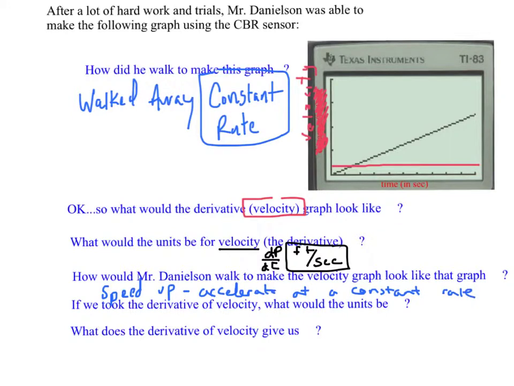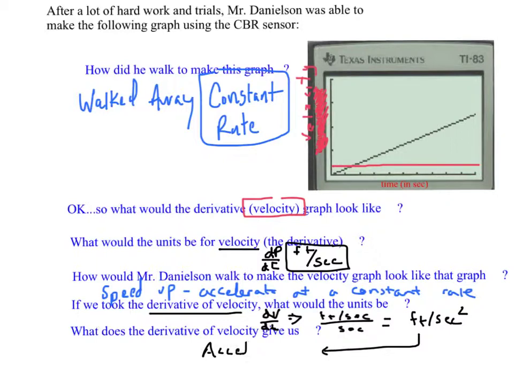Now, if you took the derivative of velocity, what would the units be? Well, the derivative of velocity would be dv/dt. Velocity, we already said the units were feet per second. Time was in seconds. So again, we're using our Leibniz notation, just doing the units. The units on velocity were feet per second, the units for time were seconds. So it's feet per second per second, which I'm sure you've seen in a science class as feet per second squared. What does that represent? That represents acceleration.